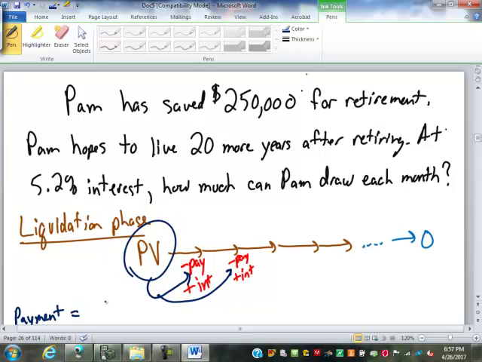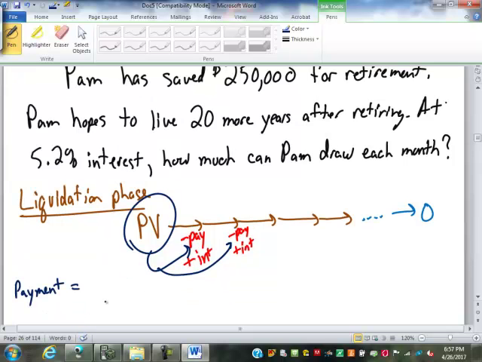So in the liquidation phase, the amount of the payment can be found by taking the present value. Now the present value is the lump sum. That's the big number. We're trying to find the little number, so that means we're going to divide. It is still 3 open parentheses. The beginning part of this formula will again look very familiar: 1 plus R divided by N, close parentheses.